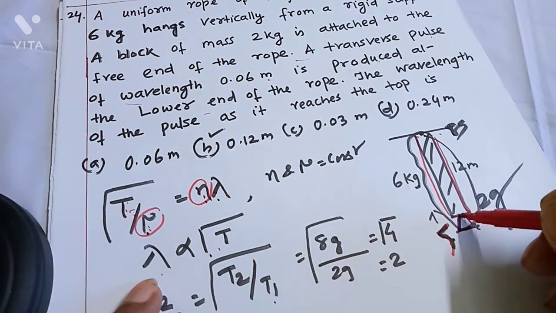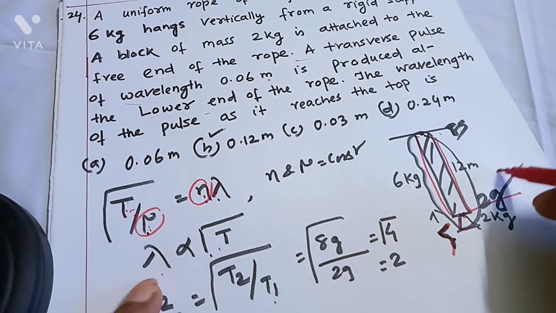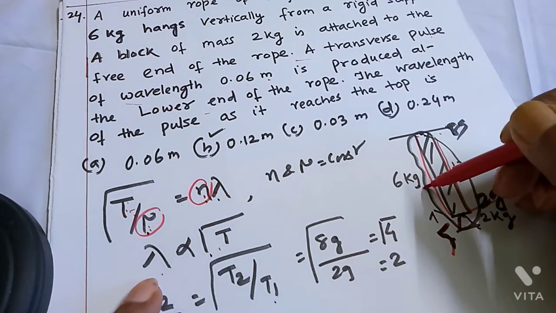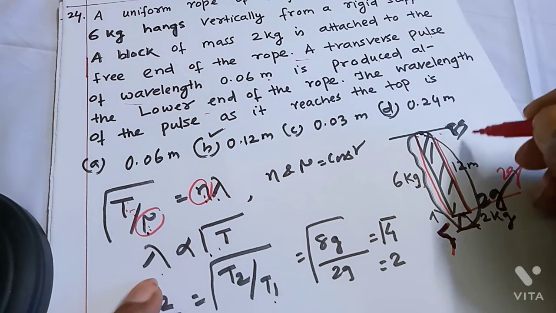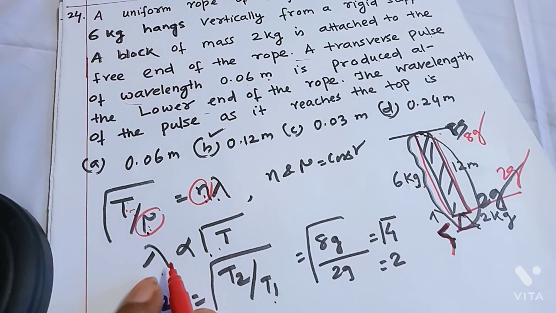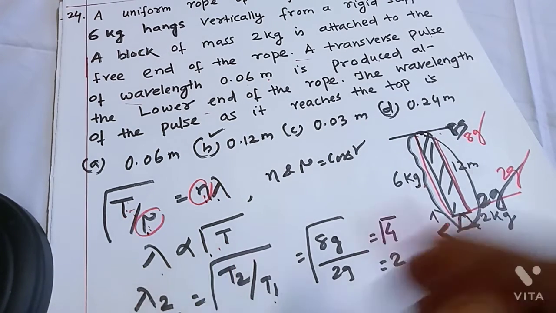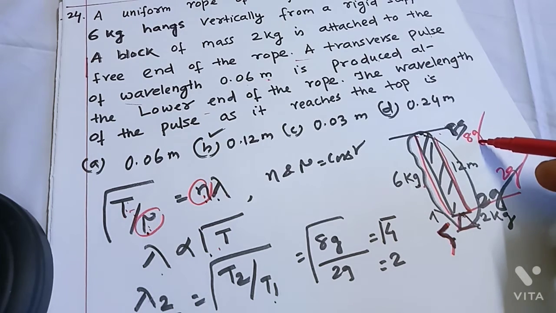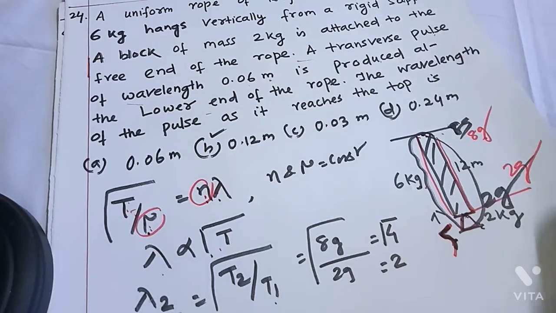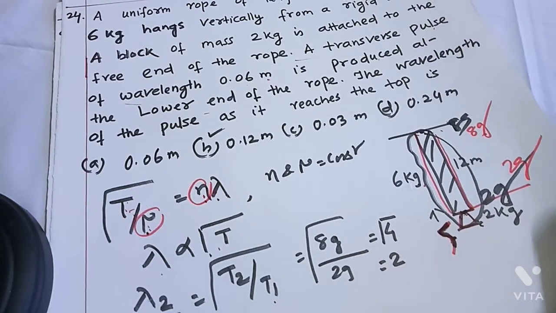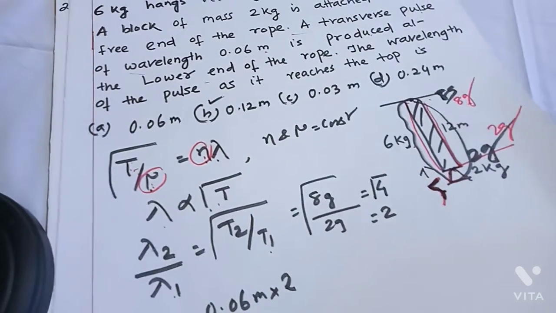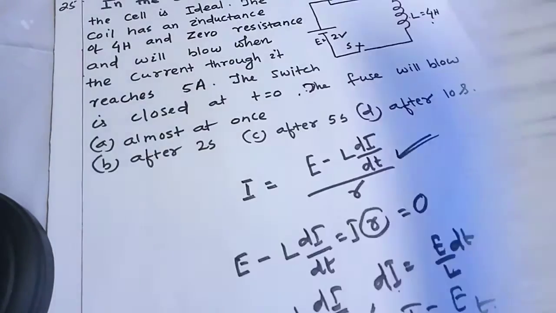Now tension here is 2 kg or 2 into g, and tension here is 6 kg plus 2 kg total weight, that is 8 kg into g, or simply 8g. Since lambda is proportional to the square root of tension, tension becomes 4 times, which means wavelength should become 2 times. Very simple. So 2 times means it is 0.06 meter into 2, that is 0.12 meter. So the correct answer is B, that is 0.12 meter.